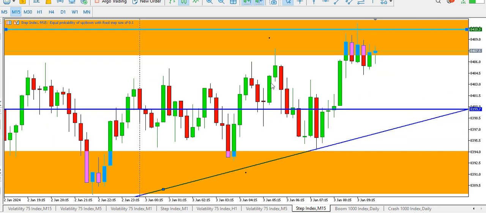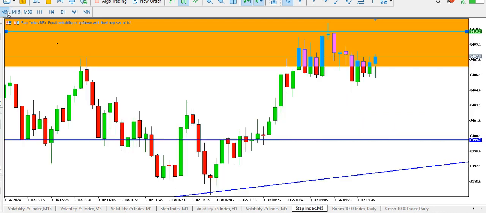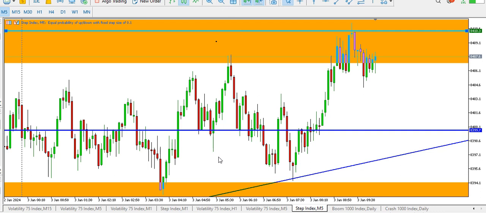On 15 minutes time frame, step index is ranging. Price might likely go up. On the 5 minutes time frame, step index is kind of bullish. We have a low, high, a lower low, higher high, higher low, higher high. Then we have like a lower low, more like a higher high.